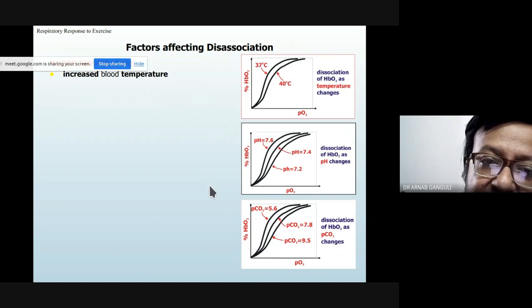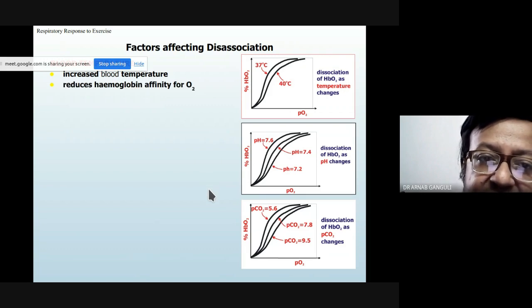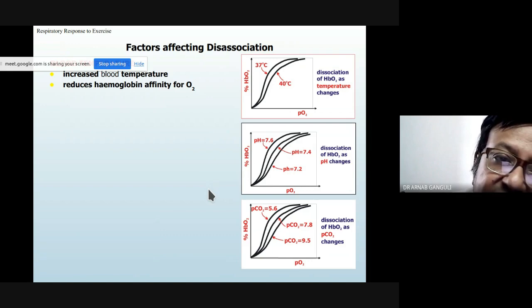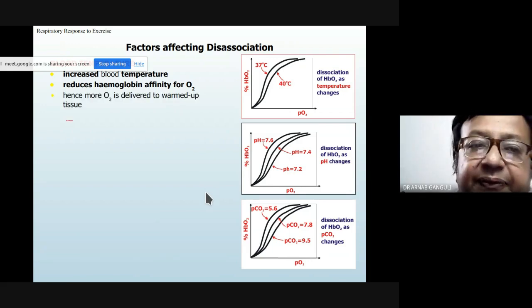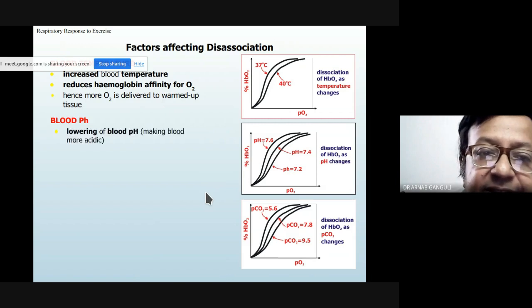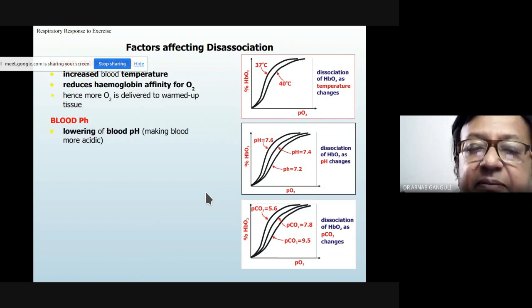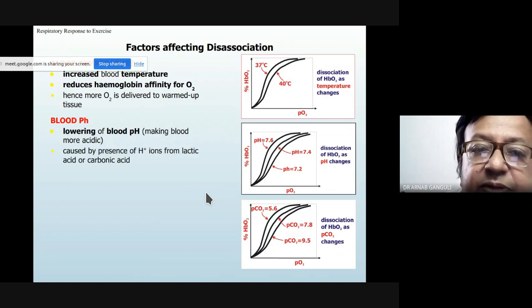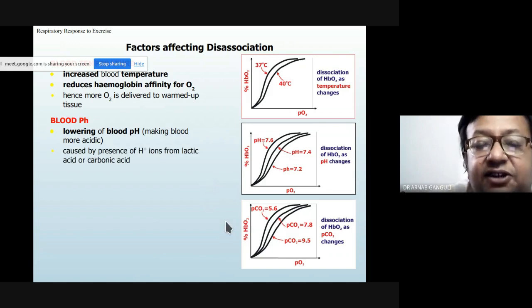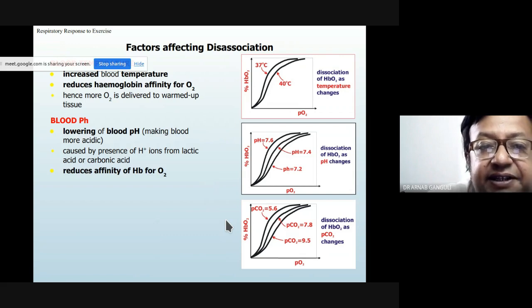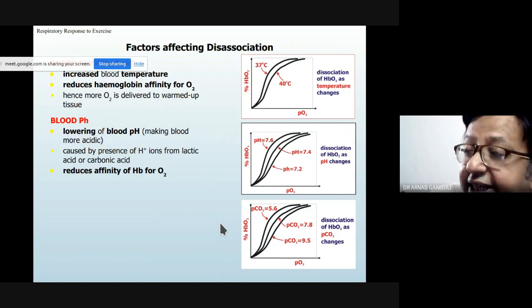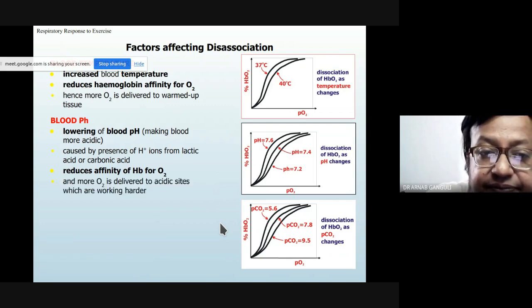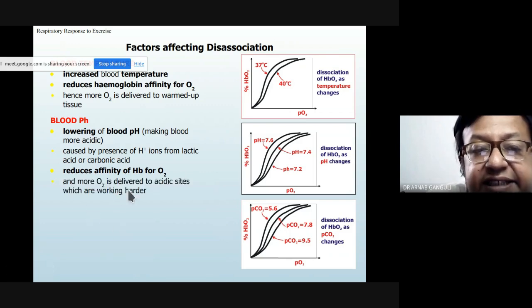Increased blood temperature, blood needs more oxygen, reduces hemoglobin affinity for oxygen. Hence more O2 is delivered to warmed up tissues. Blood pH: lowering of blood pH, making blood more acidic, caused by presence of H plus from lactic acid or carbonic acid, reduces affinity for oxygen, so it releases even more oxygen. That means your body is exercising and it needs more oxygen, and more O2 is delivered to the acidic sites which are working harder.